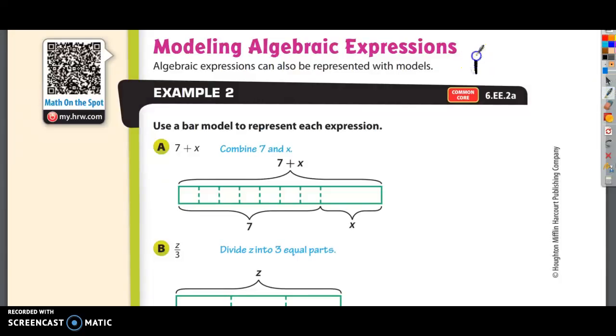All right, we're on the middle of page 262 where it says modeling algebraic expressions. These models are a little bit tricky to understand. It's a pretty abstract concept. I want you to do your best to pay attention to what I'm going to show you here, but I don't want you to stress out too much about it.